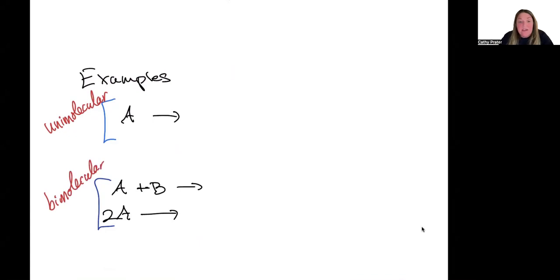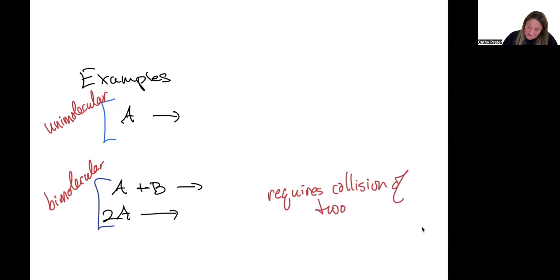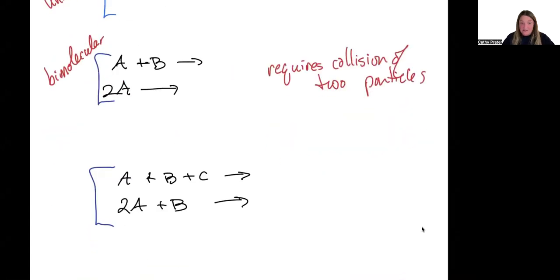We can have two different things reacting, we can have two of the same things reacting, but this requires a collision of two particles. The third type, which is known as termolecular, has three things reacting at one instant. We can have three different things, we can have two in one. Now, when you think about what this means we have the simultaneous collision of three different particles.